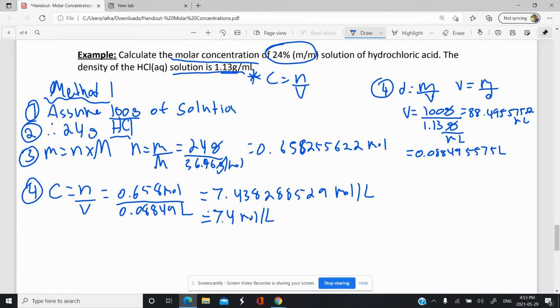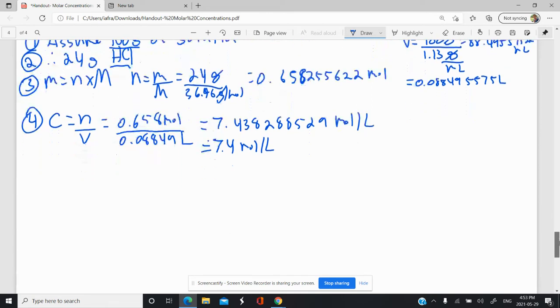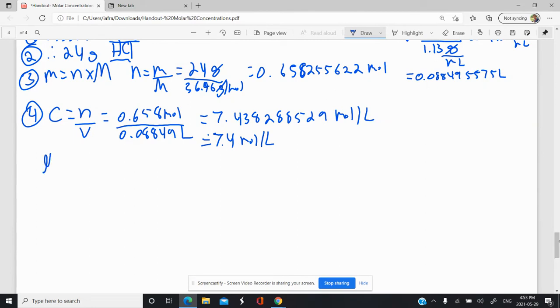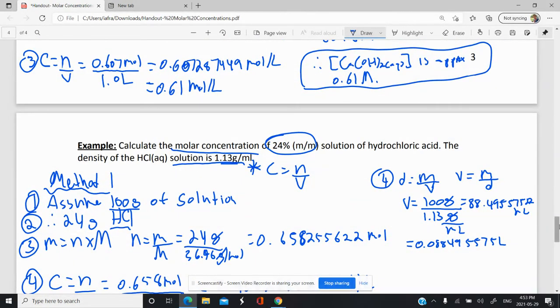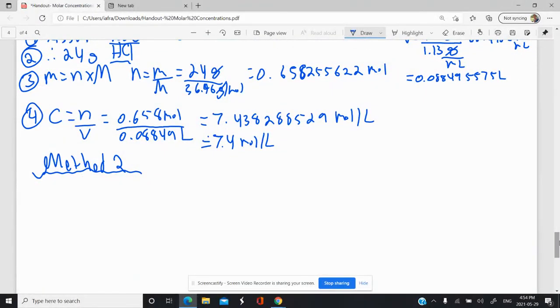There's a few other methods that you can do. I'll teach you one more method, and then you might be able to think of another method to solve this problem. So let's go ahead and do method 2. But they all work the same way. For method 2, we're just going to straight up convert the 1.13 grams per mil into moles per liter. So 1.13 grams per mil into how many moles per liter? We can essentially convert all of this one at a time.